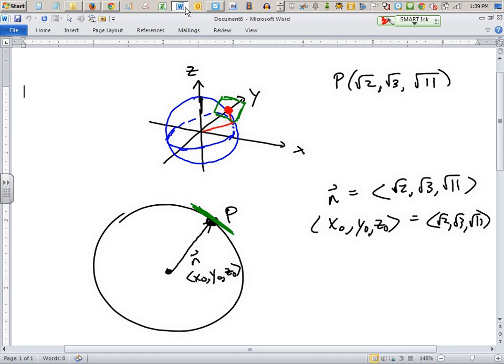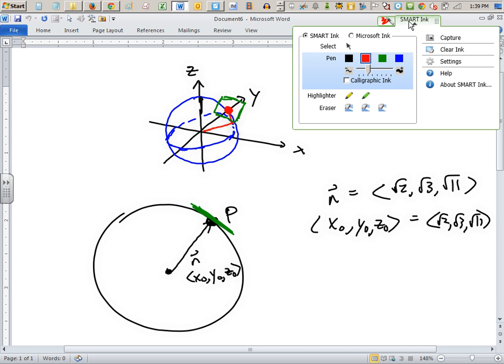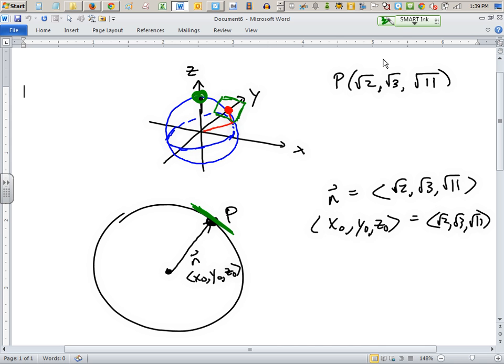Our goal now is to find, from this point 0, 0, 4, which is right at the top of the ball, actually, there are many, many lines that pass through this top of the ball. Infinite number of lines that pass through the top of the ball, right? But only one of them is normal to the plane, the green plane, not the ball, the green plane.